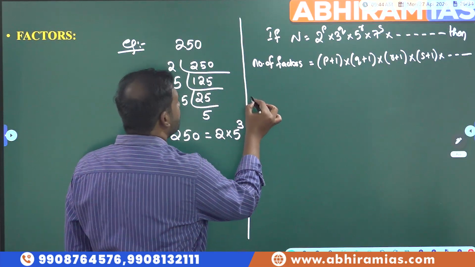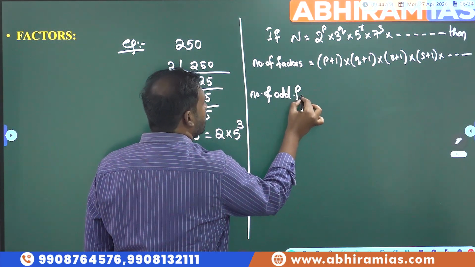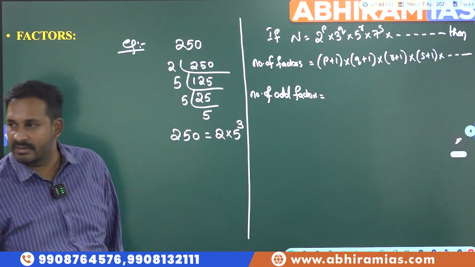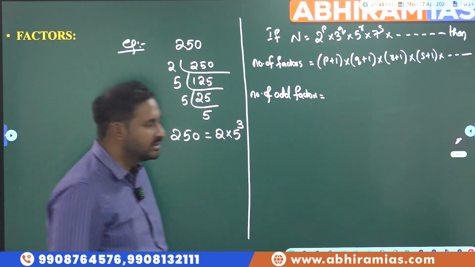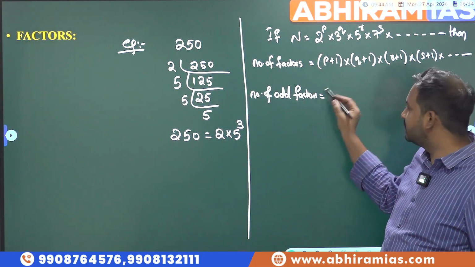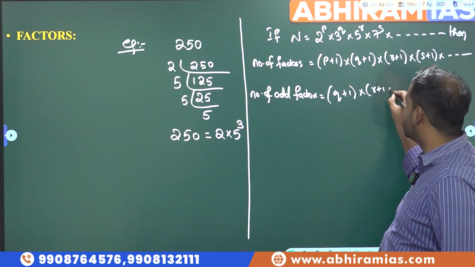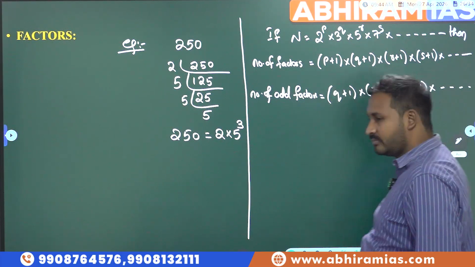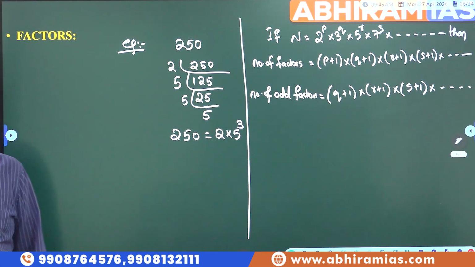Next, number of odd factors. Except 2, all the remaining prime numbers are odd numbers, right? So the number of odd factors means leave the power of 2. That means (q plus 1) into (r plus 1) into (s plus 1) and so on. We will simply skip the power of 2 and do the same process for the remaining numbers.